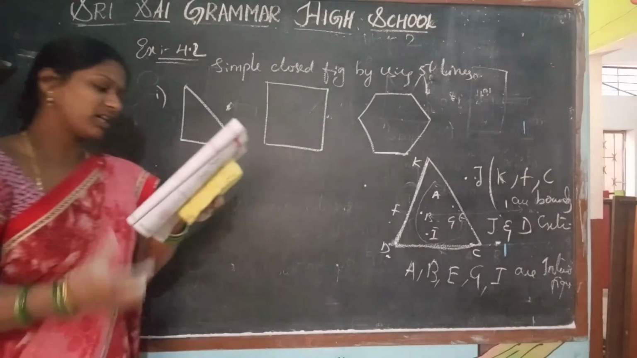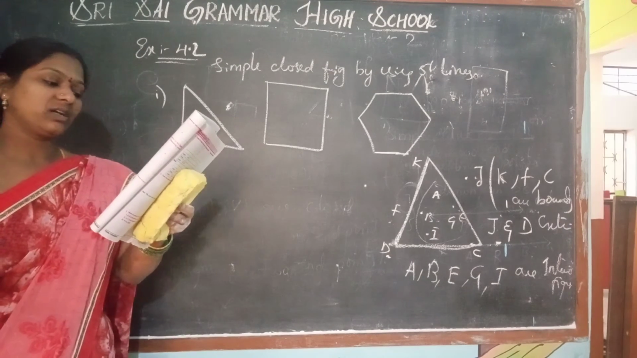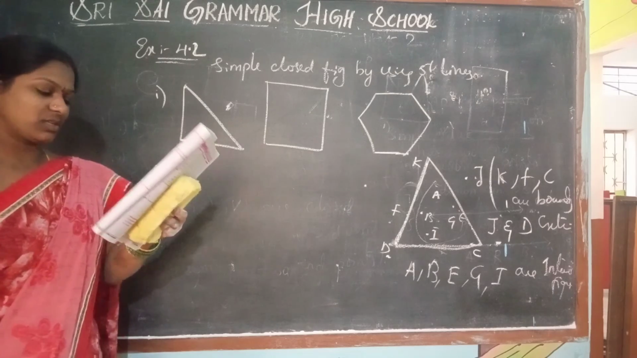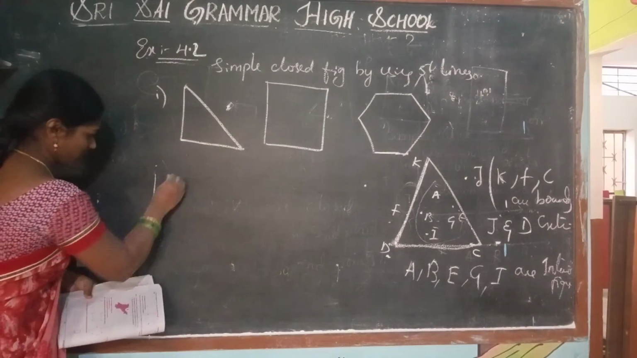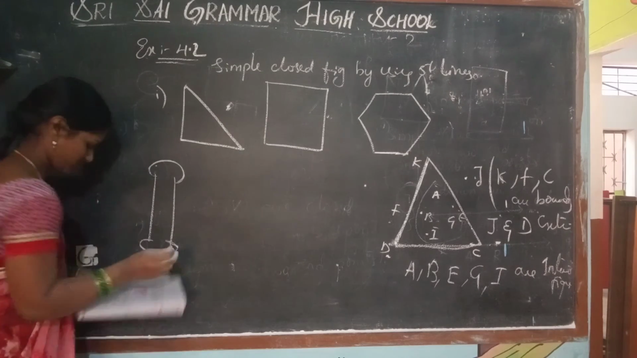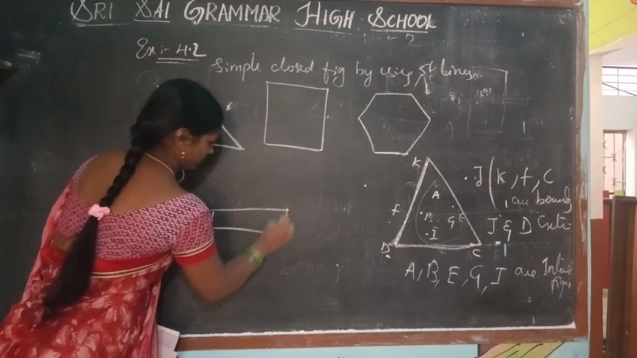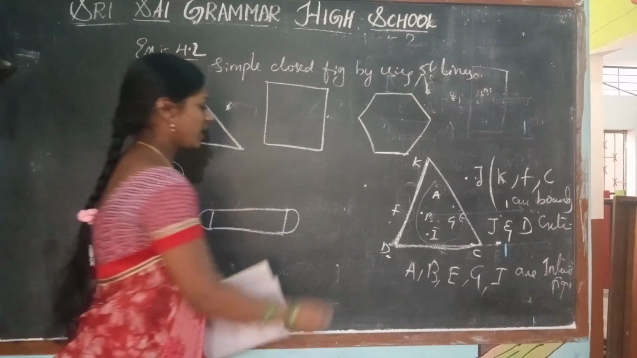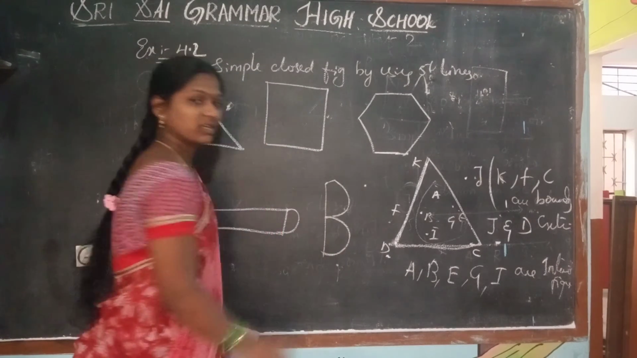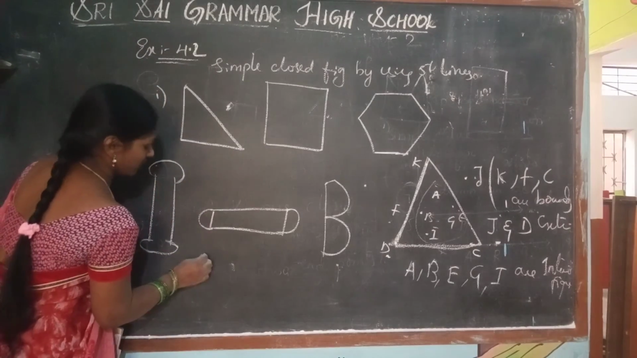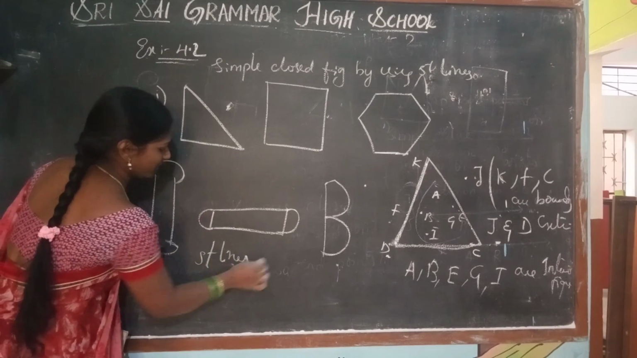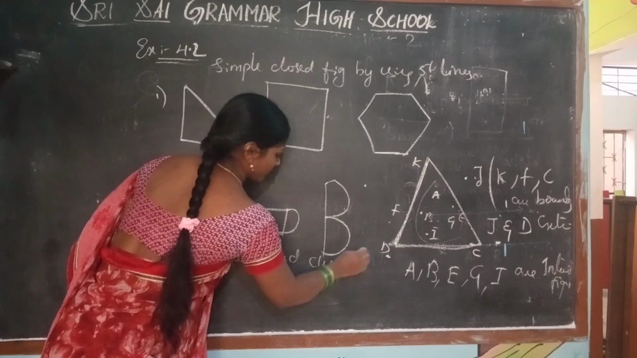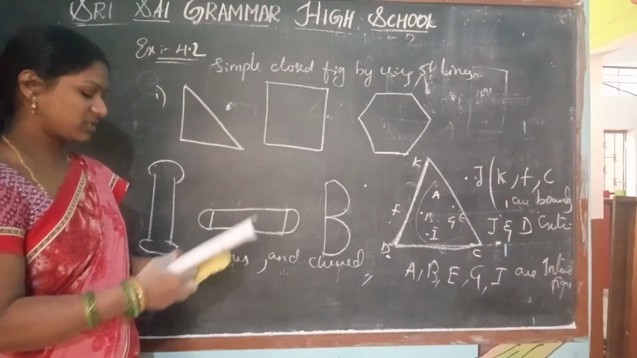Now here we have to use curved lines and straight lines both, and draw a closed figure. These are some of the closed figures where we are using straight lines as well as a single curve line. Okay, understood?